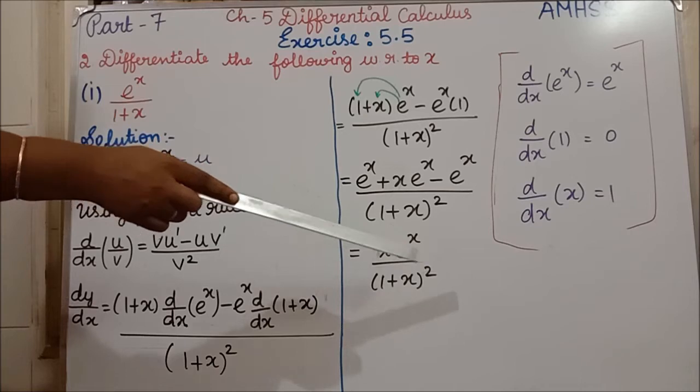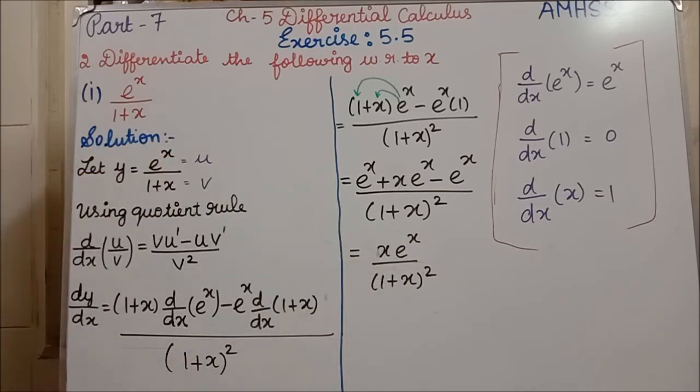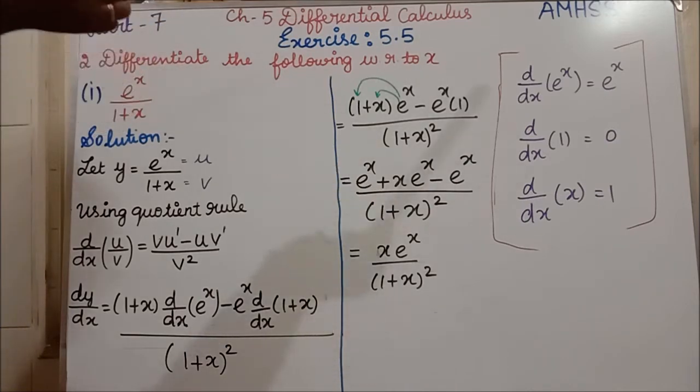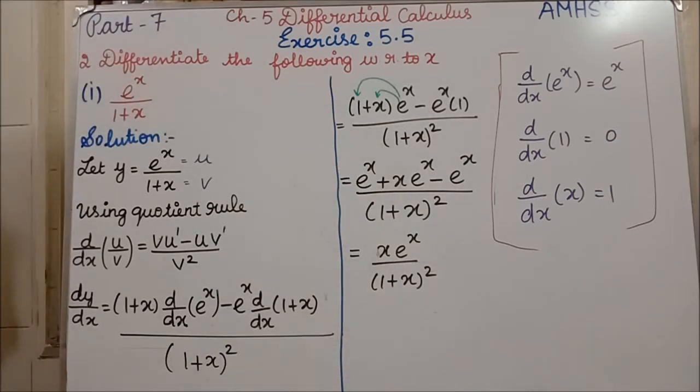X e power x divided by 1 plus x the whole square. That is our answer. That is the answer for second question, first subdivision. Here in the bracket I have written out everything you are going to write on the side. Then only you will know when you are reading for the test and exam. Clear, all of you? Next subdivision we will see now.